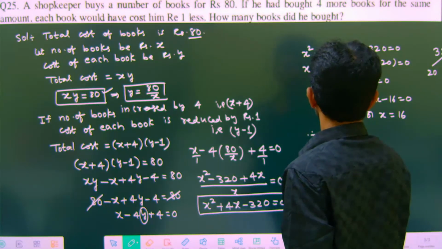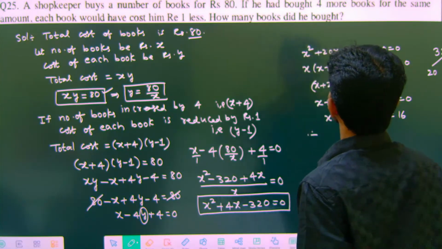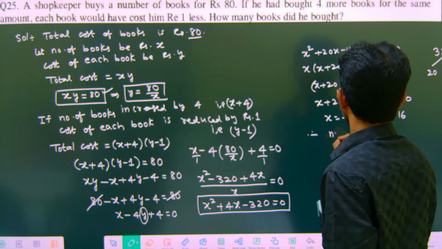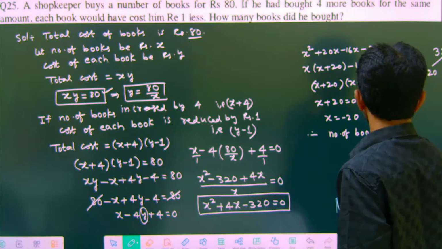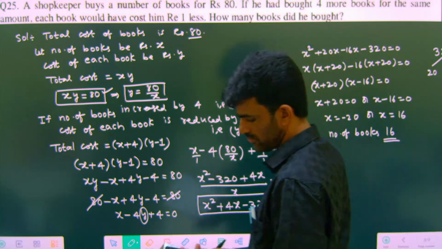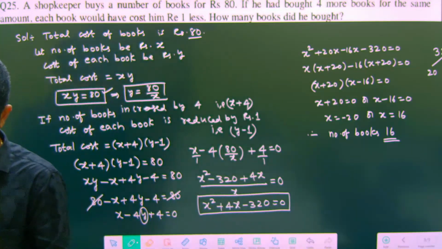Therefore, we have to find how many books we bought. Number of books. How many bought? 16. This is question number 5.